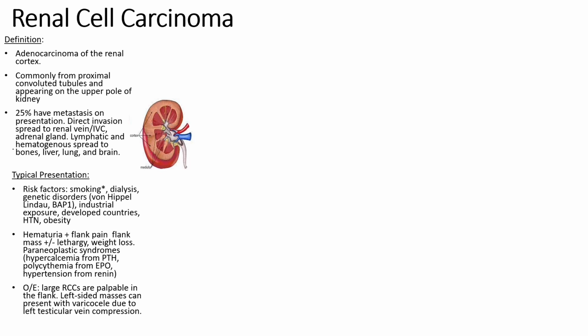Three good examples of this are hypercalcemia, since the kidney plays a role in the parathyroid hormone, polycythemia because of erythropoietin, and also hypertension because of renin. On examination, large RCCs will show up as a palpable flank mass, whereas left-sided RCCs can cause a varicocele to develop because it compresses the left testicular vein. Our differentials for this could be UTI and renal stones for secondaries, and for red flags, we're looking out for pyelonephritis, AKI, and bladder cancer.